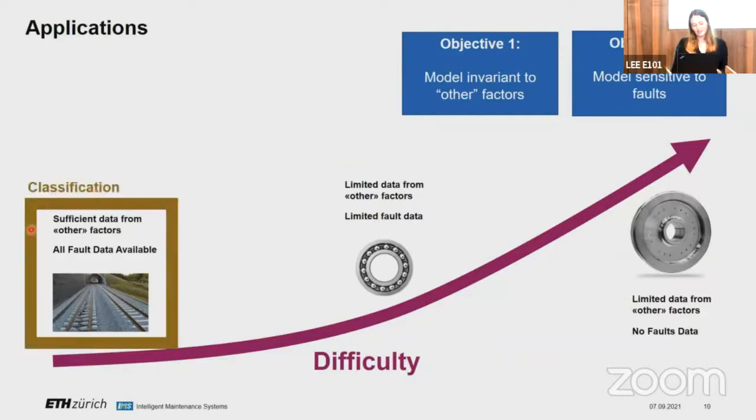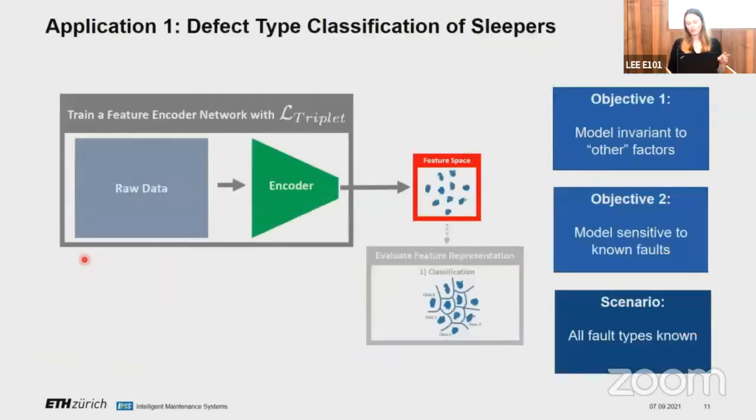Let's start easy. So this is the classification. Since we have all faults available at training time, it boils down to only a classification task. So this is what we do. First, we train the feature space, as I explained earlier, and later on, we classify this feature space. It's simply some fully connected layers.